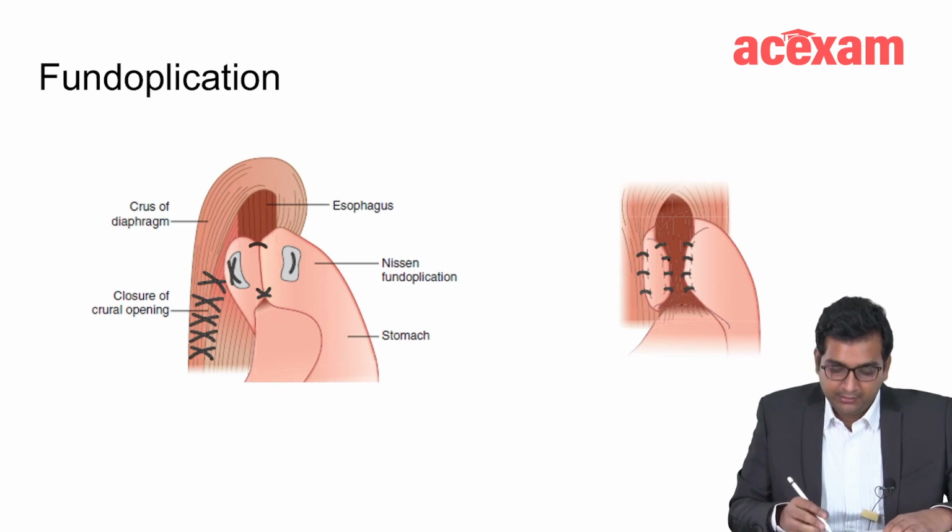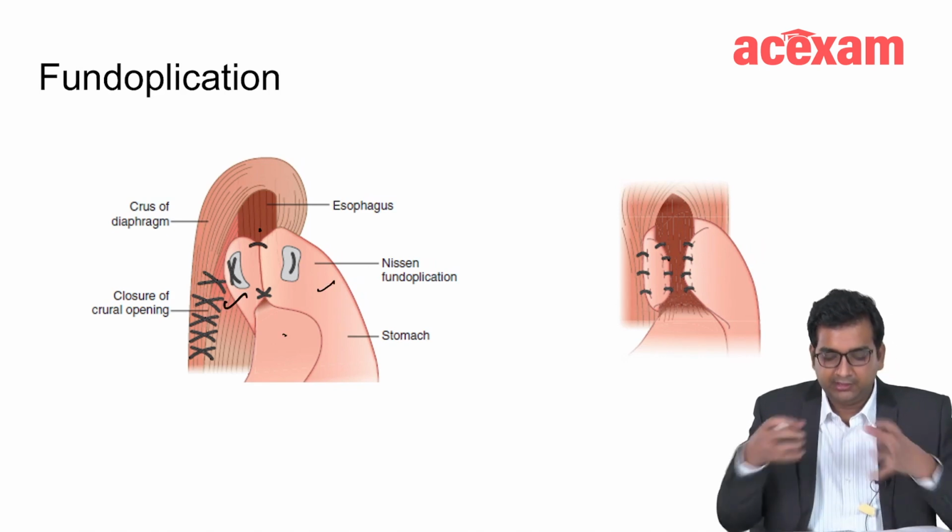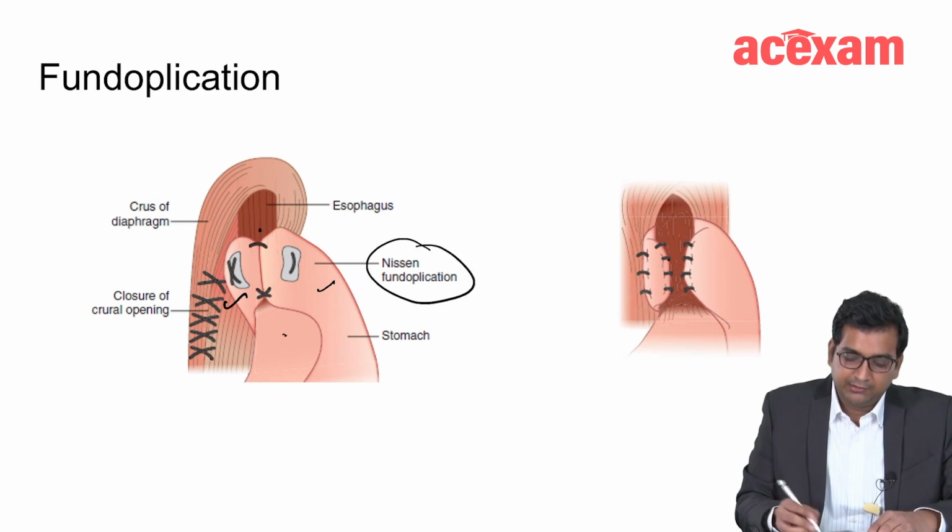Just go ahead. This is the esophagus. This is the stomach. There is the fundus. Some part of the fundus is going behind the esophagus, coming here, and the other part is coming from anteriorly. So it is 360-degree, and this is Nissen's fundoplication.